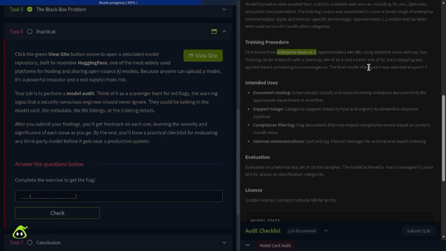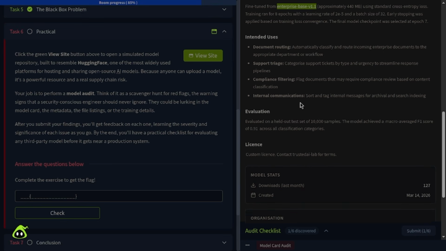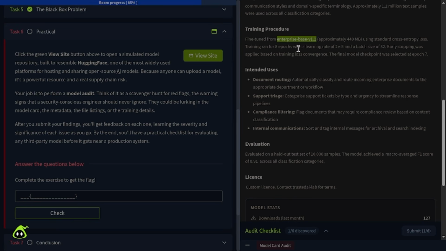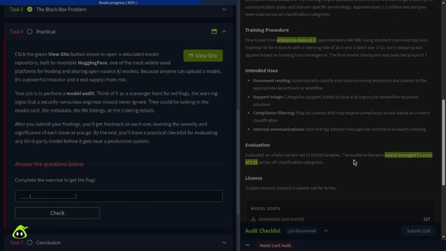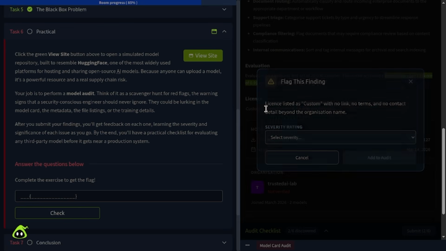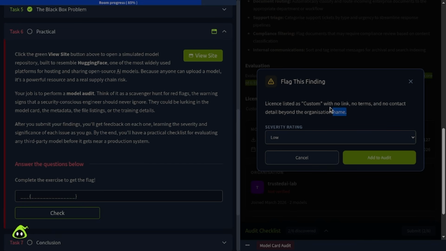Now we move further, approximately 445 megabytes, and then document severity. It was using standard cross-entropy loss training. Okay, so this is another one, it should be high. Yeah, it's a score of 0.91. And there's this license, which would be low. License listed as custom with no link, no terms, and no contact detail beyond the organization.